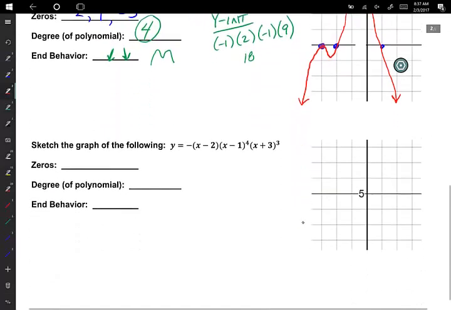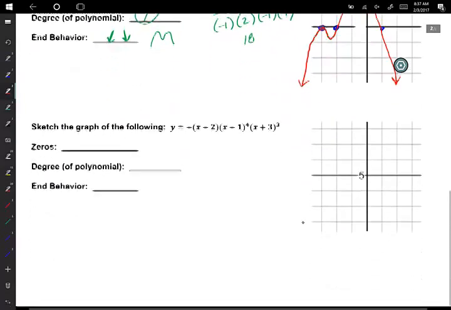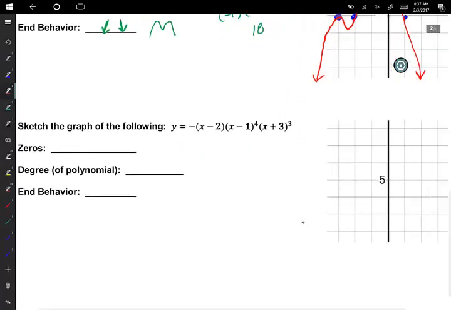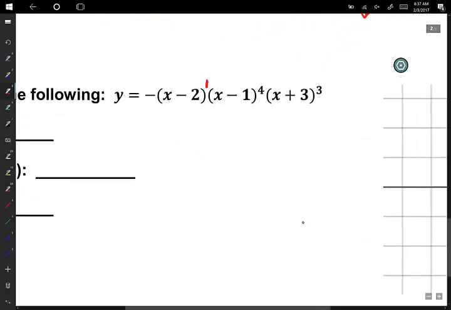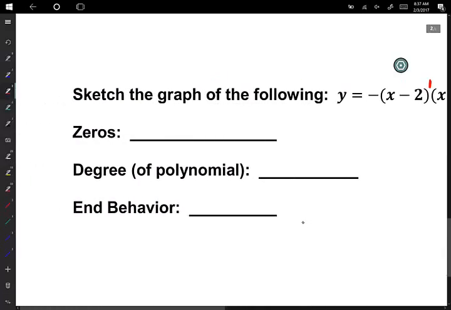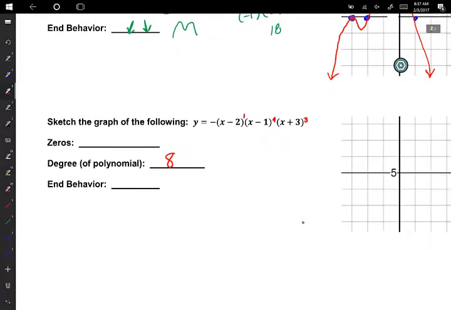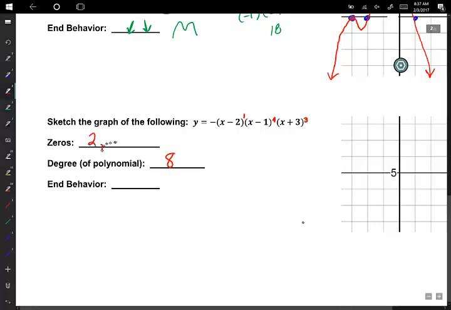All right, moving down. Catherine, is it okay if I put you on the spot a little bit for degree? All right, let's look at our degree here. What would you say my degree is, Catherine? 8 is correct. My degree is 8. All right, somebody else. Who can tell me my zeros? Paul, go ahead. 2, 1, -3. All right.